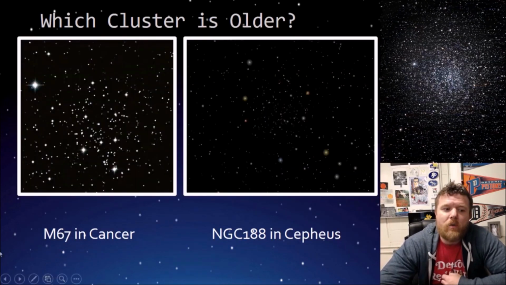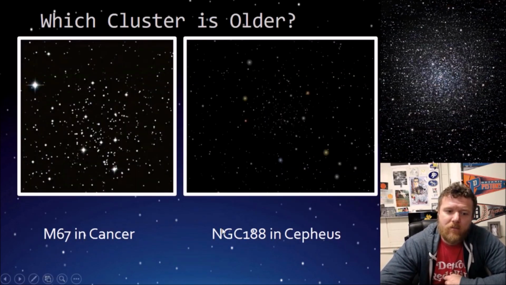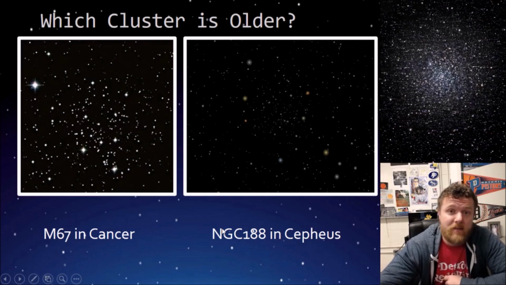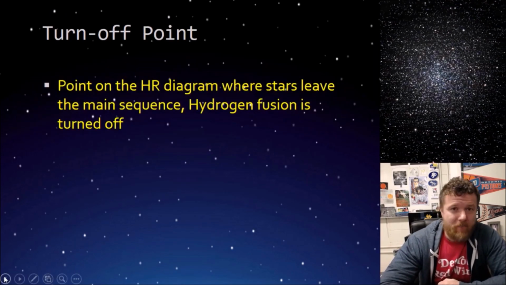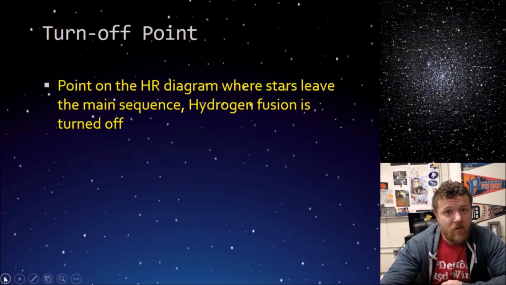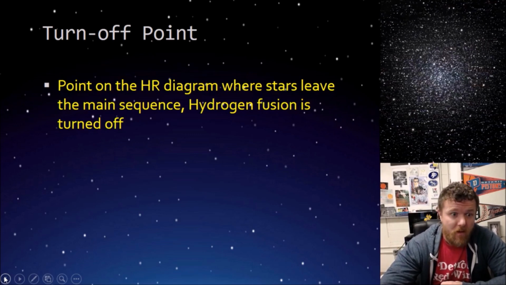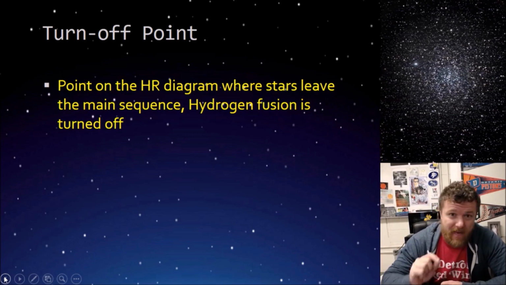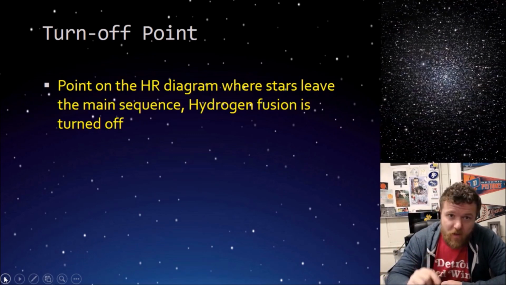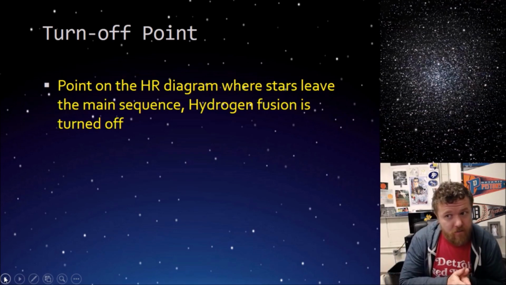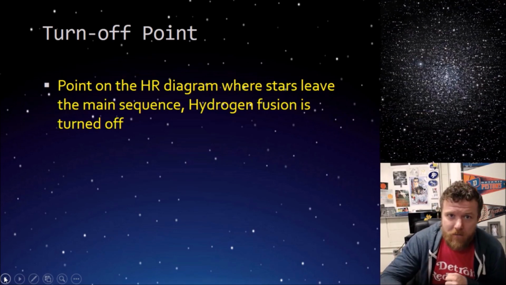Which star cluster is older? M67 in Cancer or NGC 188 in Cepheus? And now for a very important point. It's known as the turnoff point. And the turnoff point is the point on the HR diagram where stars turn off their nuclear fusion and turn off of the main sequence.